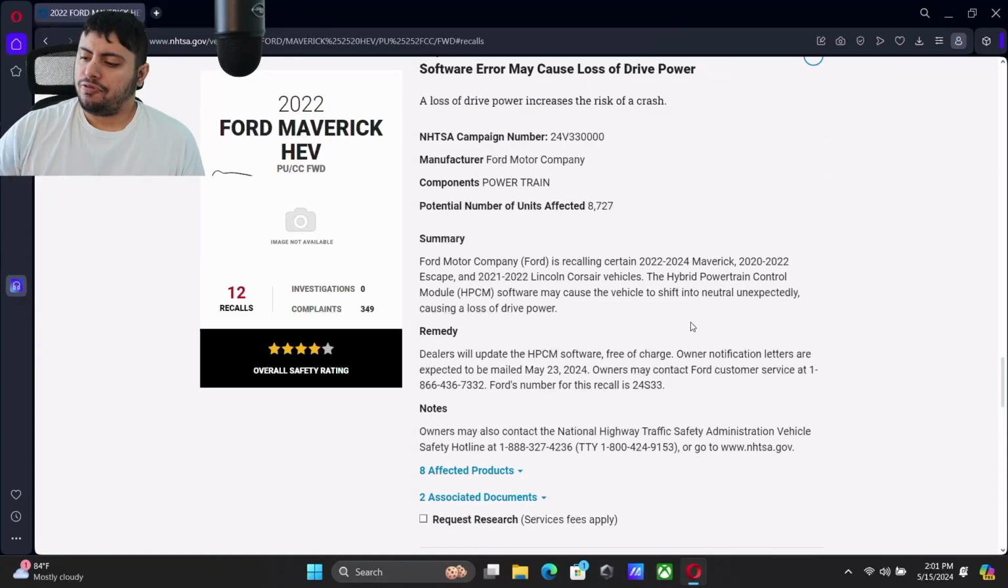So Ford does have a remedy for this. We'll have to see, obviously, how this remedy turns out. It's not too many potential vehicles that are affected, just under 10,000, 8,727. But this is a little bit unfortunate, especially for those who are buying Ford hybrid vehicles.